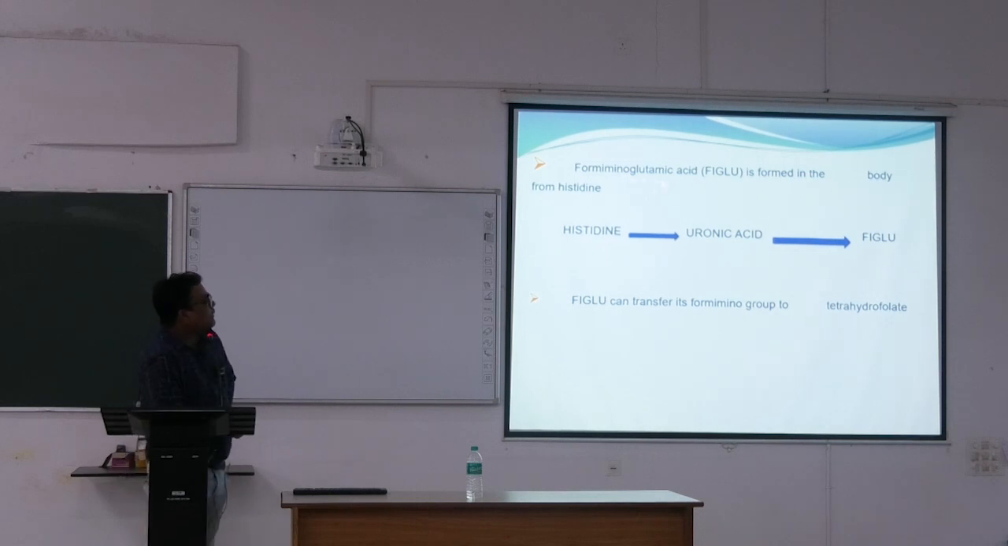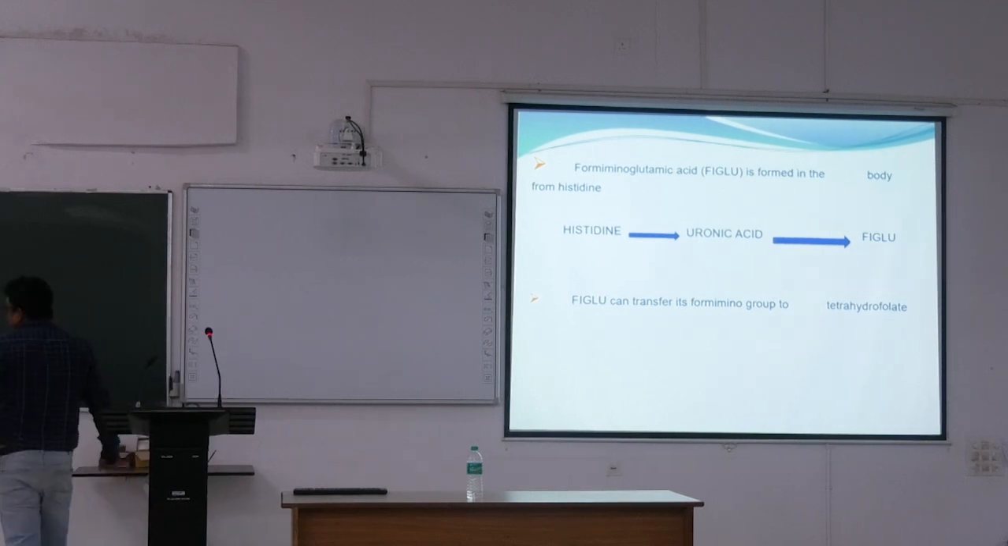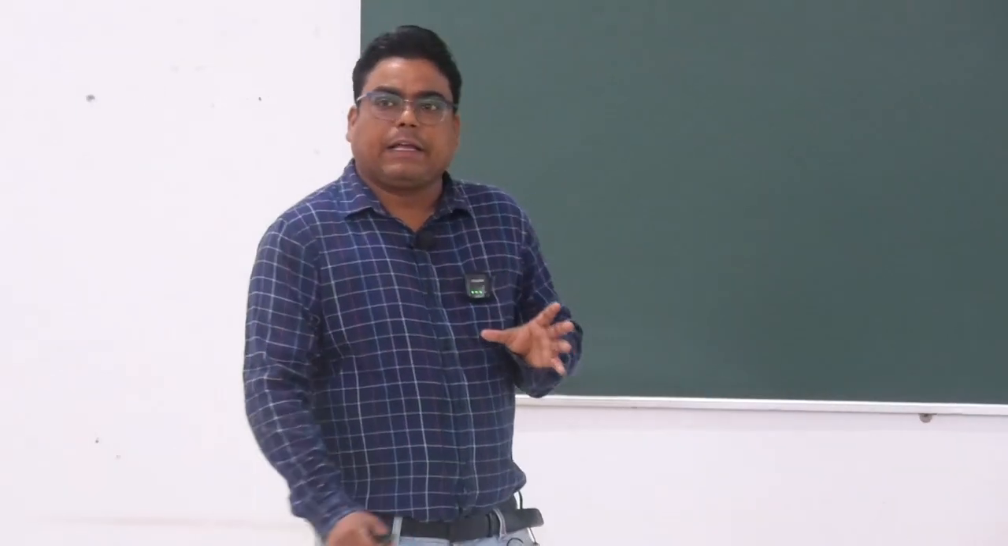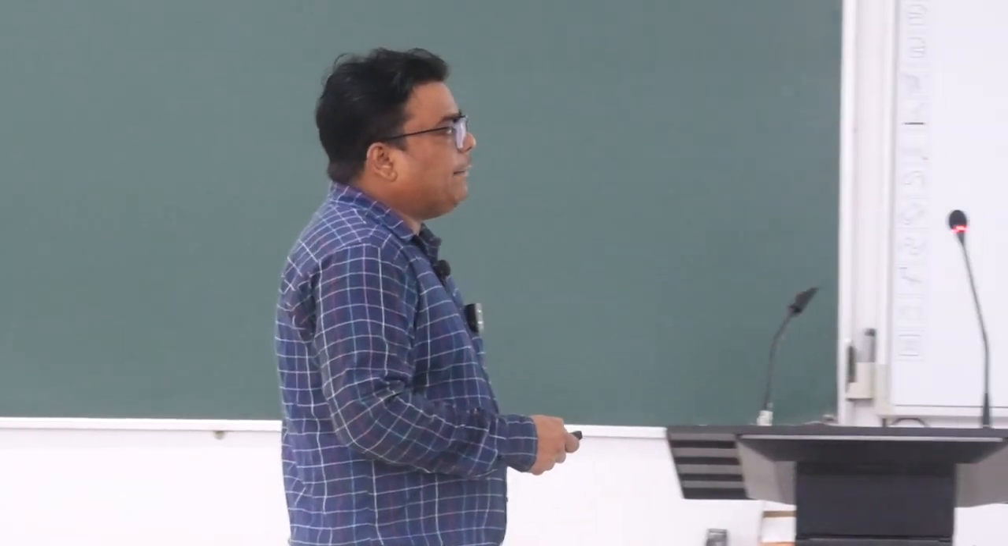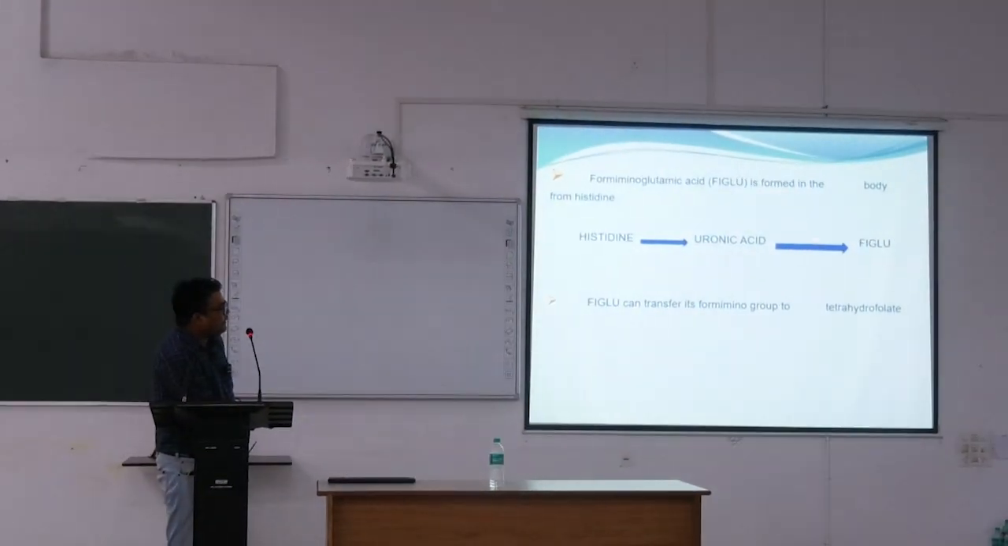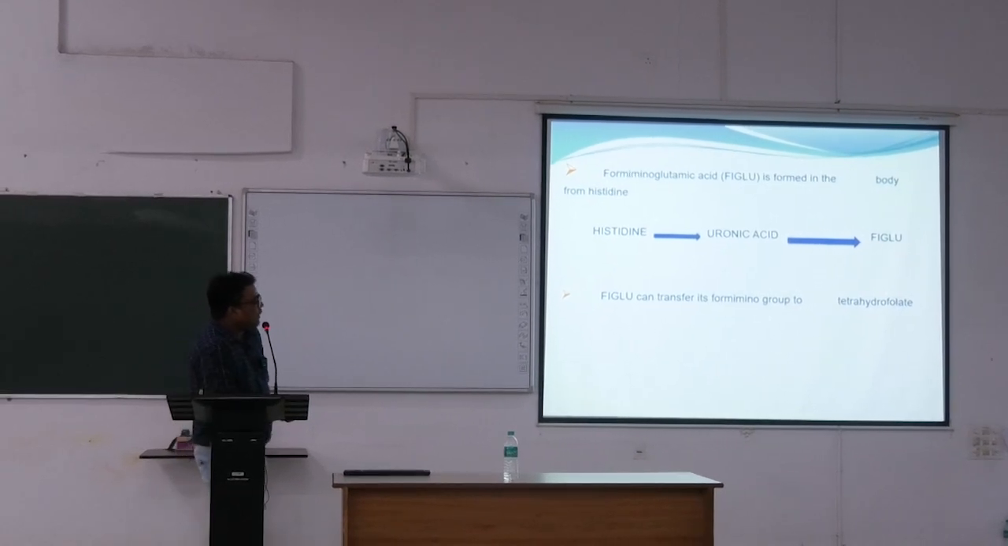Now FIGLU, one of the important tests of this vitamin, the FIGLU test. Formiminoglutamic acid is called FIGLU. Generally this question is asked in your exam: what is the FIGLU test? Give the significance of FIGLU. Formiminoglutamic acid is formed in the body from histidine. Histidine is converted into urocanic acid, and it is then converted into FIGLU.